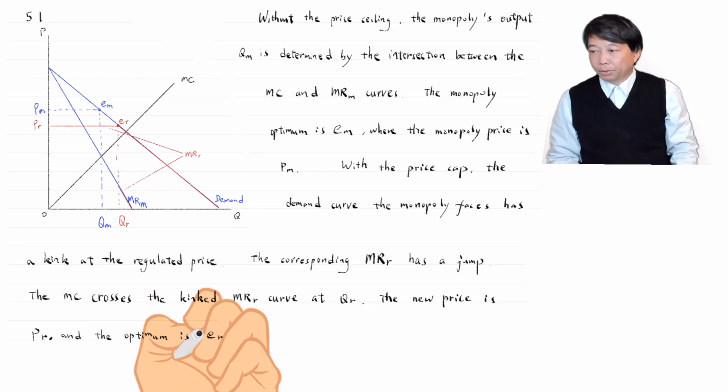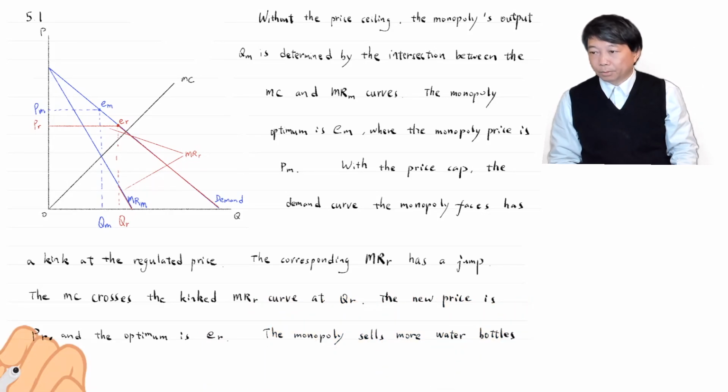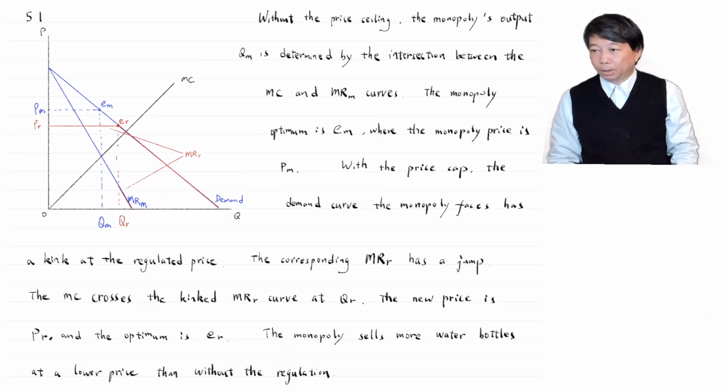The monopoly sells more water bottles at a lower price than without the regulation. The consumer surplus and the social welfare increase. The producer surplus drops, because before the regulation, the monopoly could have produced at that level, but chose not to.